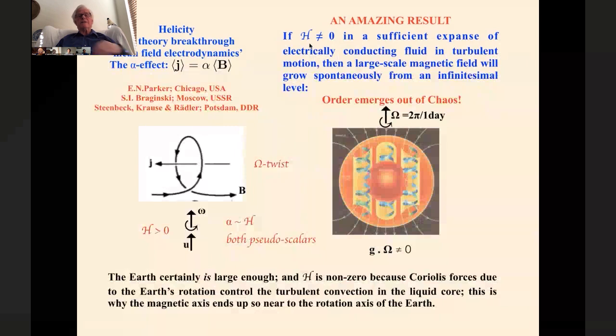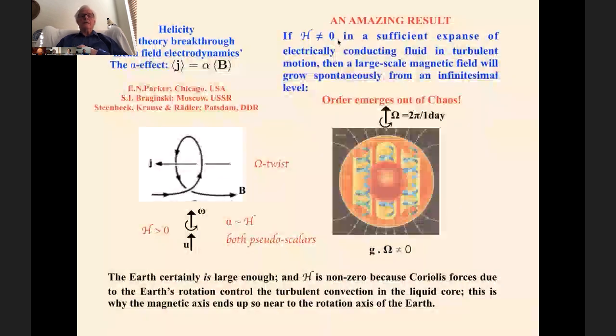And the result is this: if H is non-zero in a sufficient expanse of conducting fluid in turbulent motion, then a large-scale magnetic field will grow spontaneously from an infinitesimal level. In other words, order in the form of the large-scale magnetic field emerges out of the chaos of the small-scale turbulence. This is a very dramatic result. It's one of the, I believe, most significant theoretical results to emerge from turbulence theory in the last half century. And the Earth is certainly large enough.